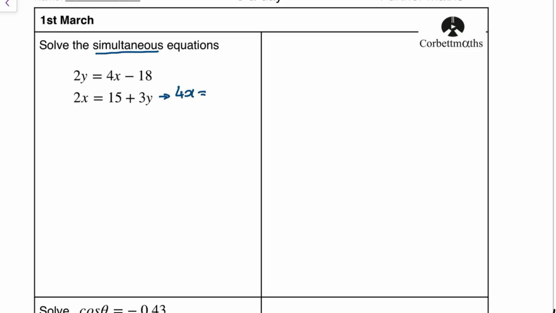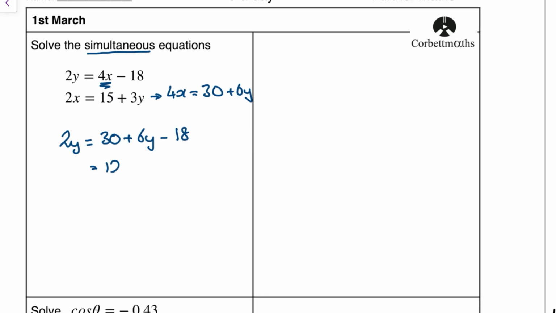So that gives me 4x is equal to 30 plus 6y. And then I'm going to swap that 4x for this 4x here. So in other words, into equation 1, tells us that 2y is equal to 4x, which I know is 30 plus 6y minus 18. Now, 30 minus 18 is going to give me 12. 2y minus 6y is minus 4y, which means y equals 12 divided by minus 4, which is minus 3.